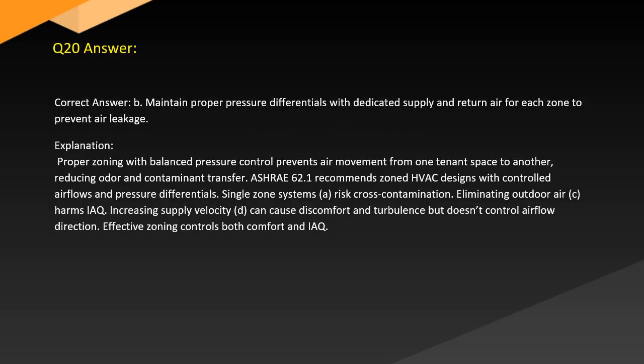Answer. Correct answer: B. Maintain proper pressure differentials with dedicated supply and return air for each zone to prevent air leakage. Explanation: Proper zoning with balanced pressure control prevents air movement from one tenant space to another, reducing odor and contaminant transfer. ASHRAE 62.1 recommends zoned HVAC designs with controlled airflows and pressure differentials. Single zone systems, A, risk cross-contamination. Eliminating outdoor air, C, harms IAQ. Increasing supply velocity, D, can cause discomfort and turbulence but doesn't control airflow direction. Effective zoning controls both comfort and IAQ.